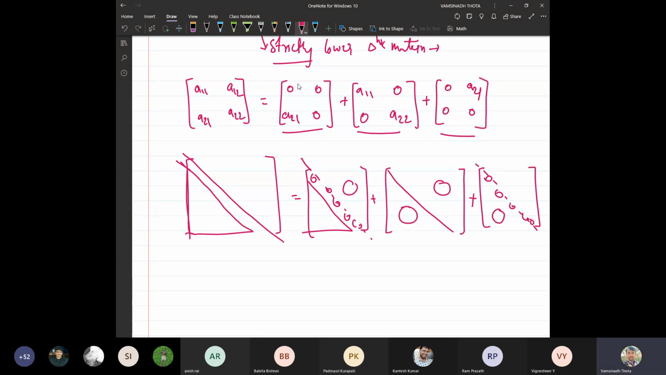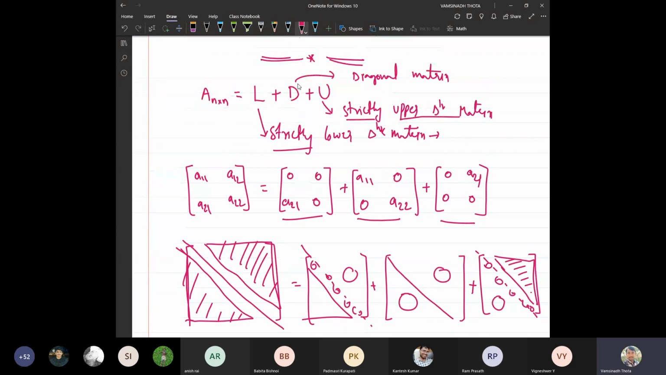So now what about the upper part? From the super diagonal, you need to consider this part. Okay. So this is what you will get. Right. So this decomposition we can always do.